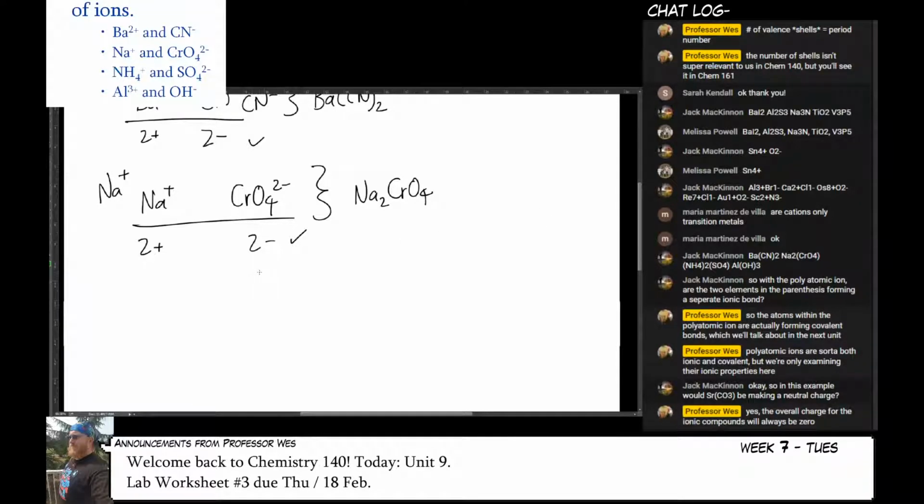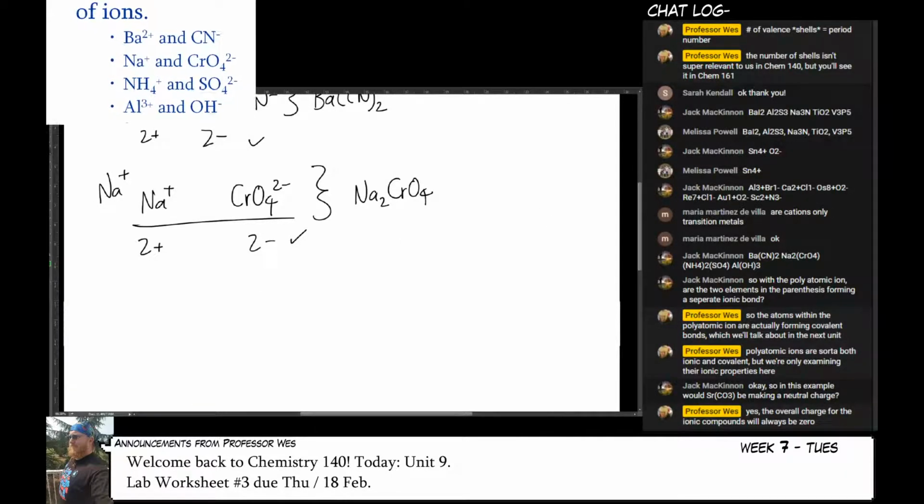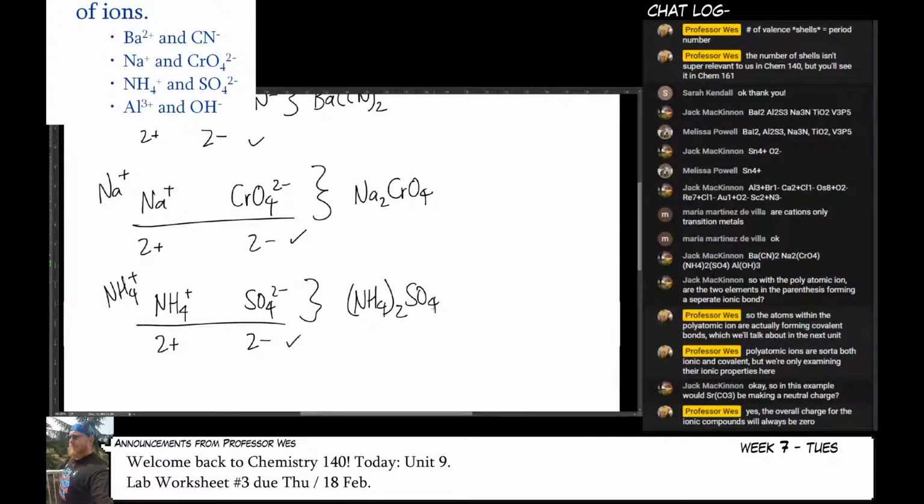Then we have ammonium. It's hard to see that there's a plus on there. Let me make this bigger. There we go. There's ammonium, and then we have sulfate. Need more of this so that I end up with 2 positives. That balances out. So the formula would be NH4. I need 2 of those, so I got to put it in parentheses. SO4.